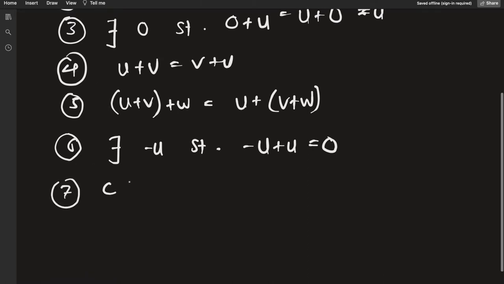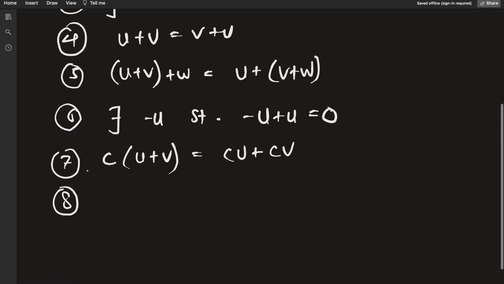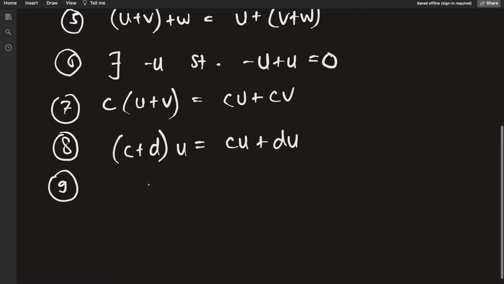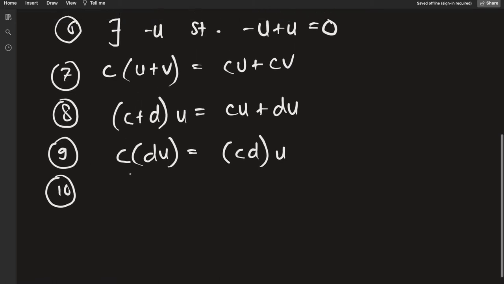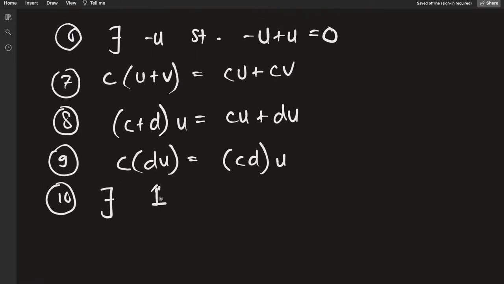The seventh condition is some number times the sum of two elements is the number times the first element plus the number times the second element. So it's a distributivity condition. The eighth condition is a similar version of the seventh, but for two different numbers, C and D. The ninth is some sort of associativity of multiplication, and now we are assuming that multiplication is also defined on this set V. The tenth: there should exist some identity element, because one times U is equal to U.